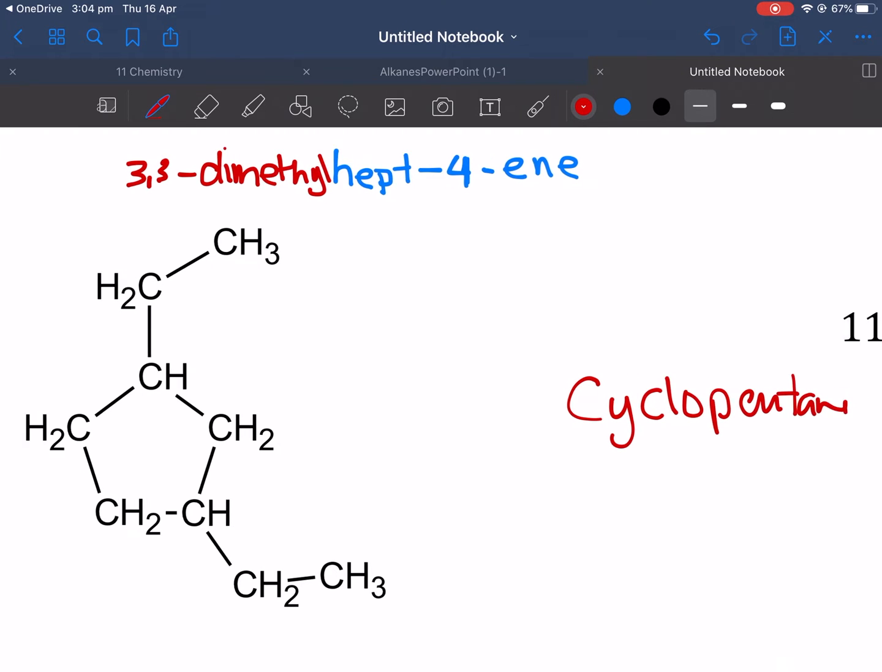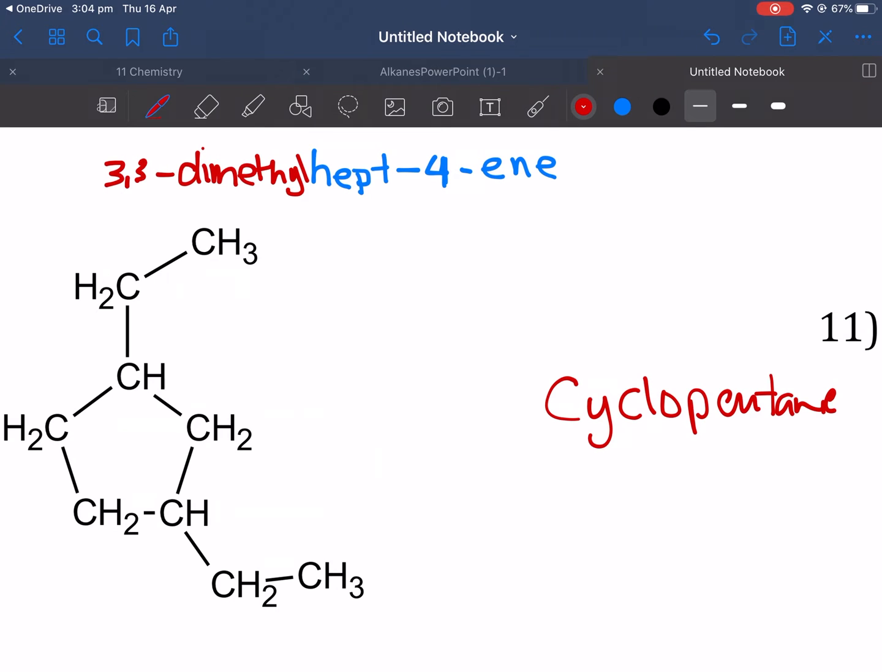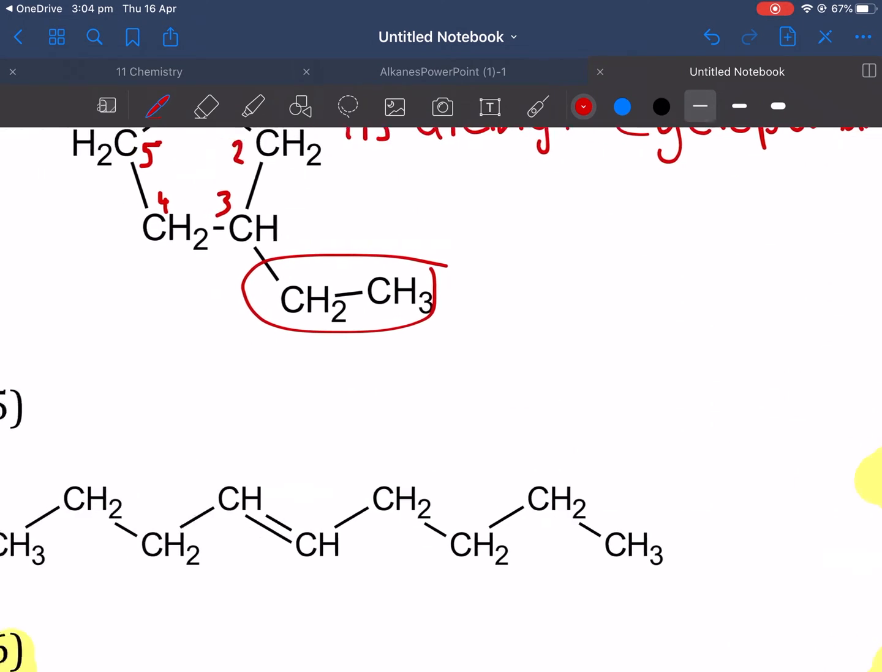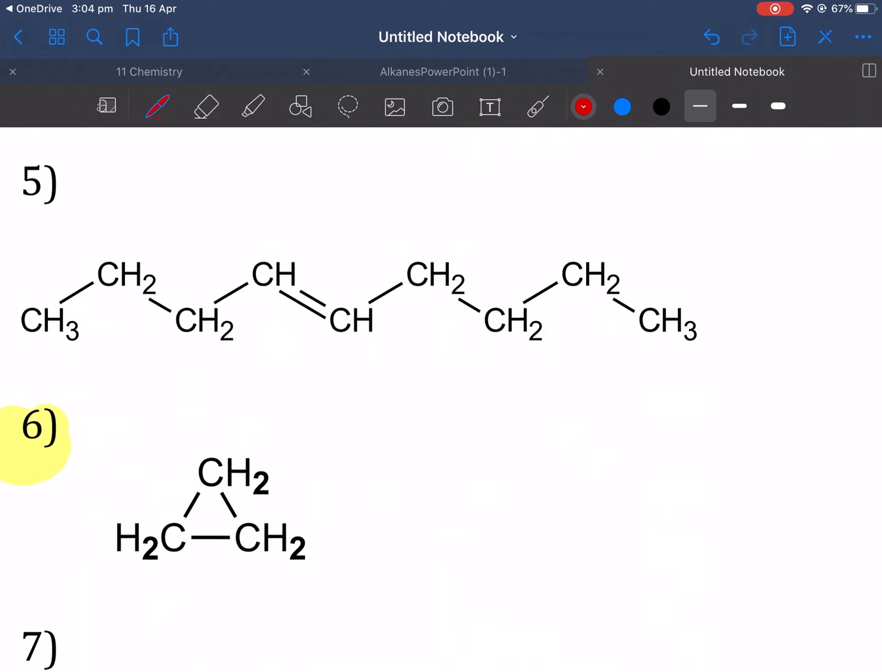Cyclopentane. And this would be counted as side chains. So it would be 1, 3, because you'd do 1, 2, 3, 4, 5. Again, trying to get the smallest possible. So it would be 1,3-diethylcyclopentane. You don't need to know that at this stage, but if you wanted to know, there it is.